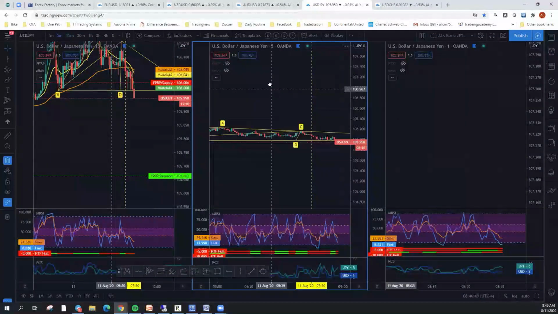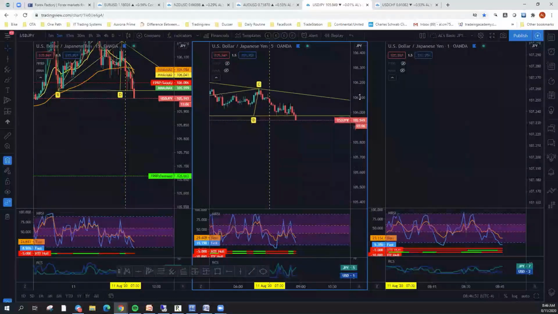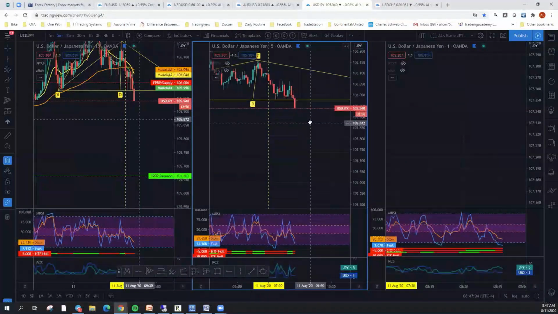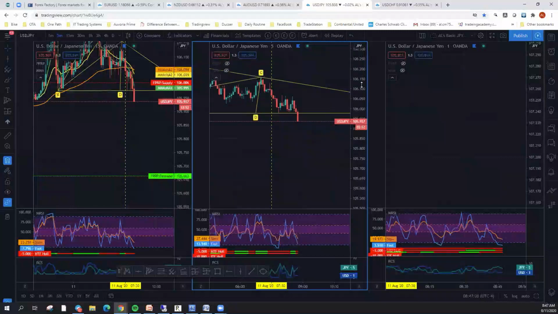Get something going on this side here. Take a look at this. This one's starting to break out. Which one? The yen is starting to break out. Oh, the yen, yeah. I'm getting ready for it too. You just never know.